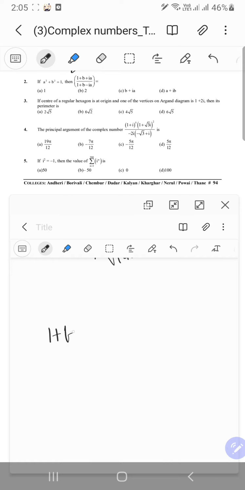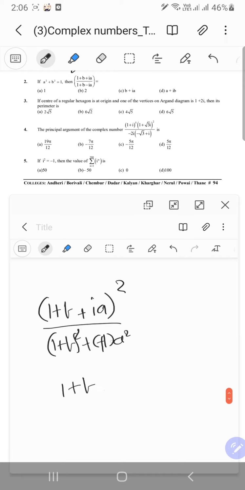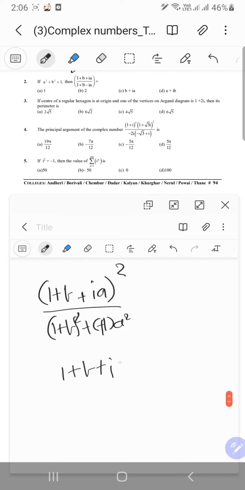So it's going to be (1 + b + ia) squared upon (1 + b) squared minus (ia) squared. So that's just going to be negative 1 times a squared, so positive. So it should be 1 plus b. I guess there must be some other way as well. 1 plus b, you say, huh? What about I go for... No, that won't quite work. So I just gotta do this thing. So yeah, (1 + b + iota a) squared.